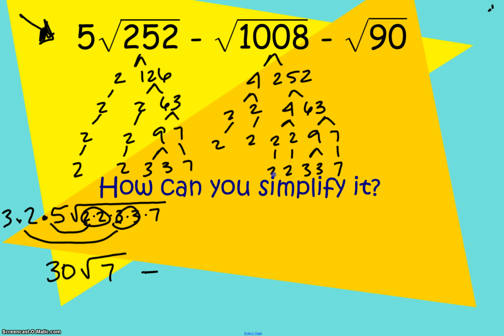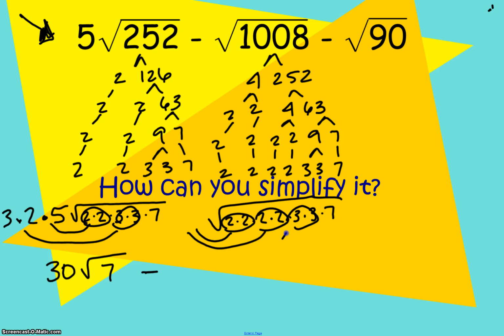Notice I bring all of my primes down. So I'm going to have square root of 2 times 2 times 2 times 2 times 3 times 3 times 7. This can be taken out, this can be taken out, and this can be taken out. So 2 times 3 is 6 times 2 is 12. This is what is left underneath the radical. Minus 12, square root of 7.